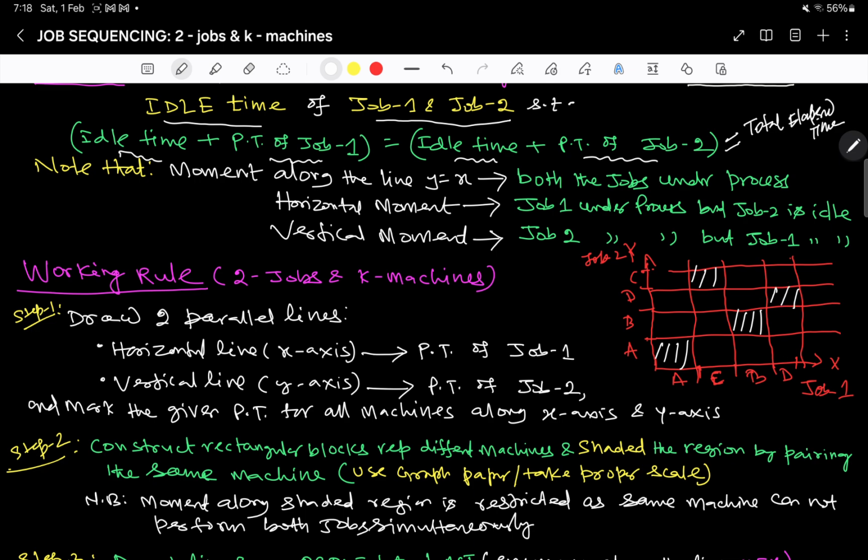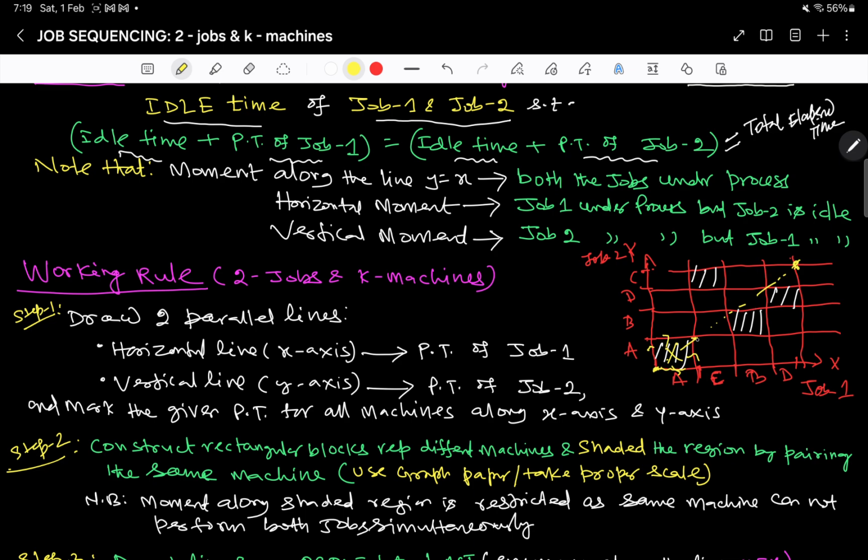Now our intention is to move from the origin to the final point. So we encourage the diagonal movement up to the last. At the same time, crossing the shaded regions is not allowed. So either we may move like this, or we may move like this.